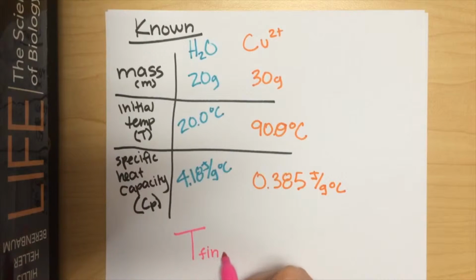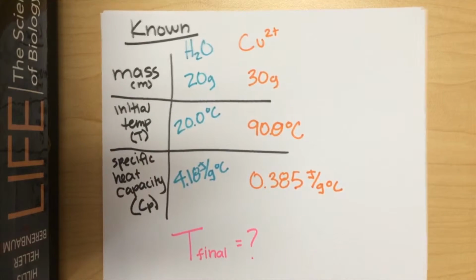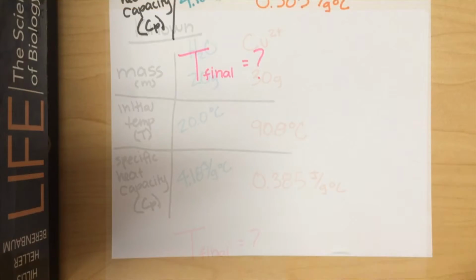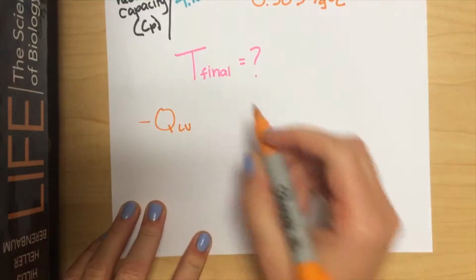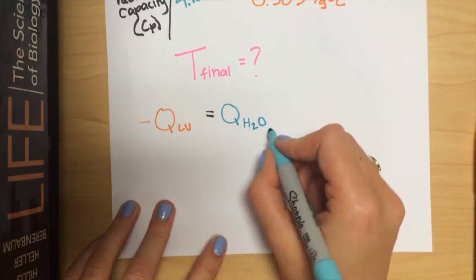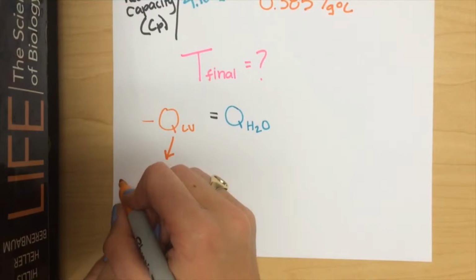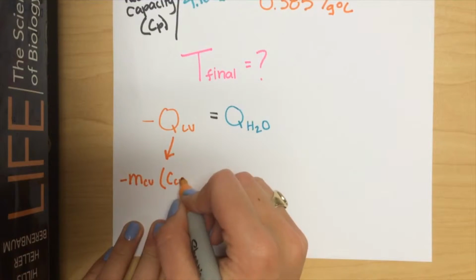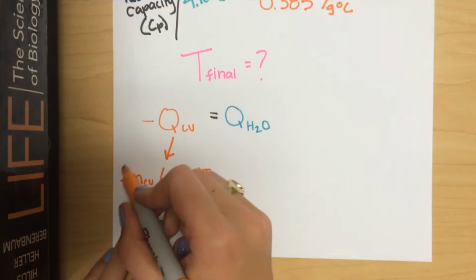The question asks for the final temperature of both the water and the copper, which we will call capital T subscript F. We can use the equation negative Q of copper equals Q of water to solve for T final. Q represents heat, where Q of copper is negative because the warmer copper loses heat to the cooler water.